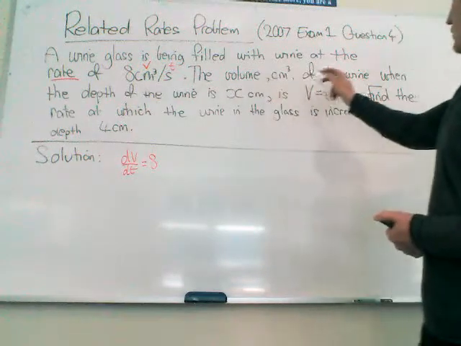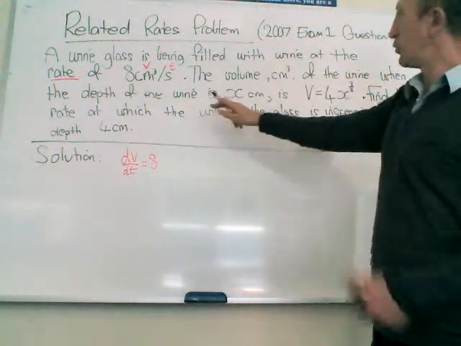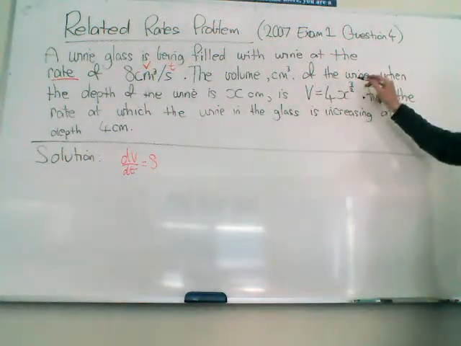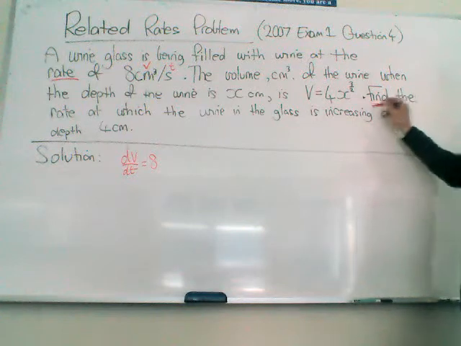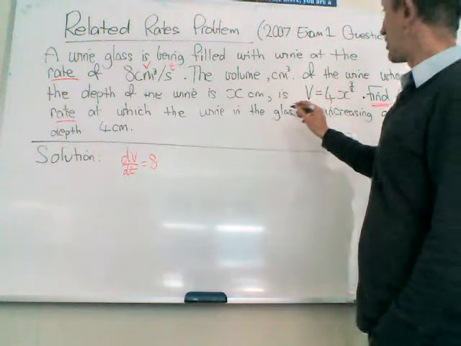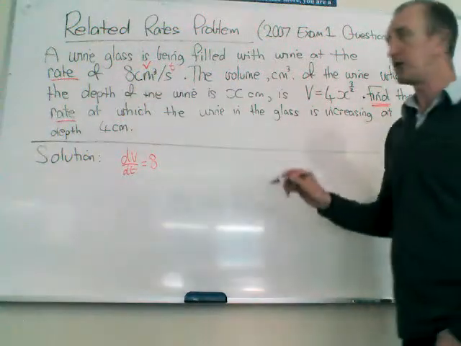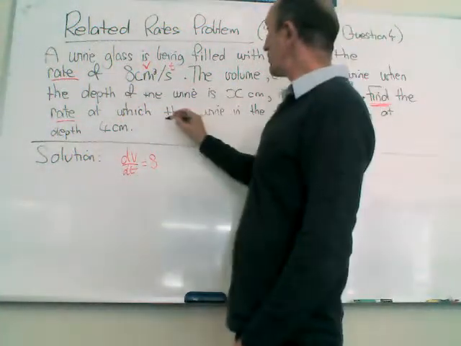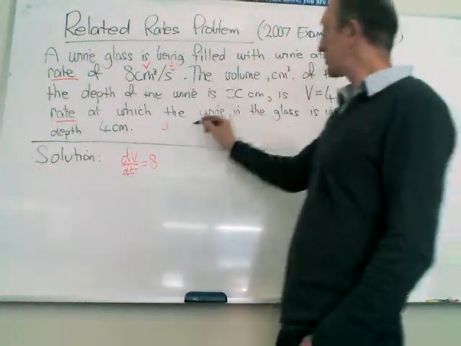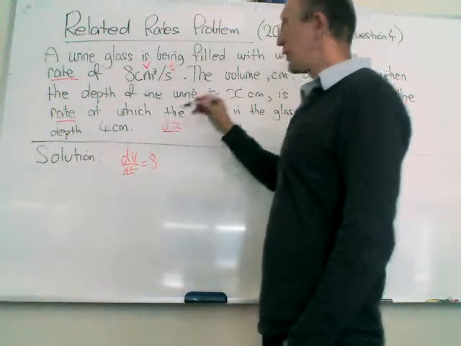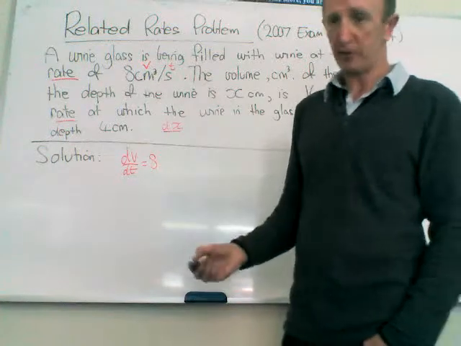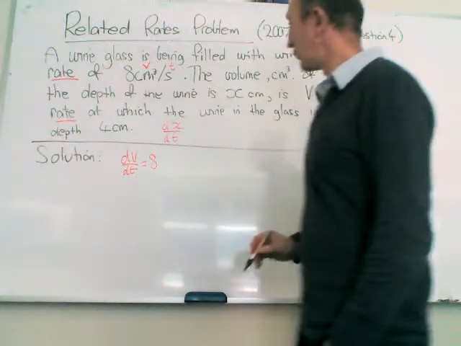The volume of the wine when the depth of the wine is x centimetres is V equals 4x to the power 3 on 2. Find, so what are we looking for? Find the rate at which the wine in the glass is increasing at a depth of 4 centimetres. We're actually looking for the rate of the depth. It said here the depth we called x, so we're looking for the x rate with respect to time. It doesn't say with respect to anything, so we always do it with respect to time. dx/dt is what we're looking for.